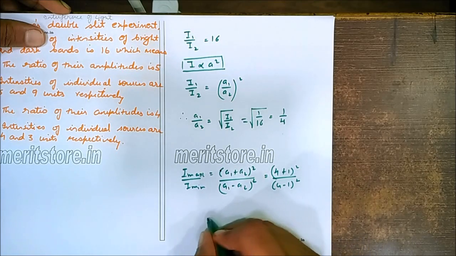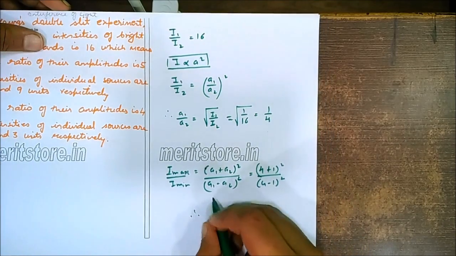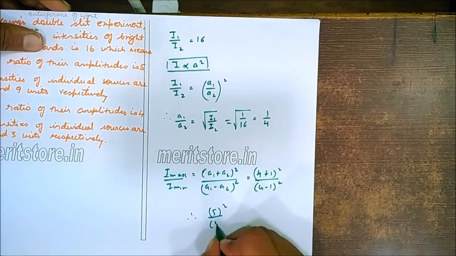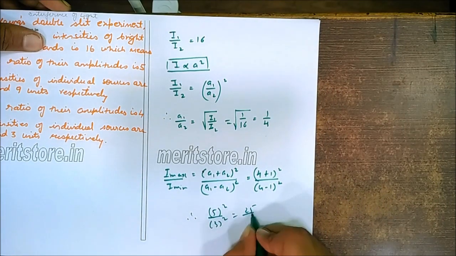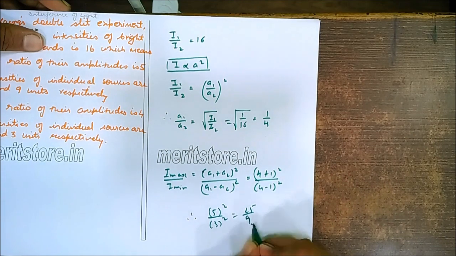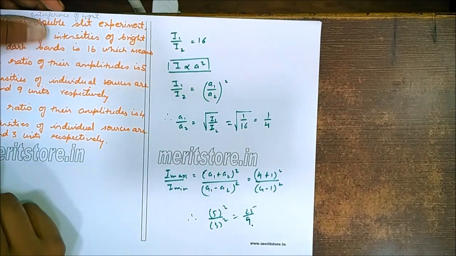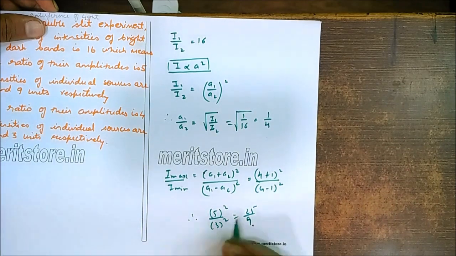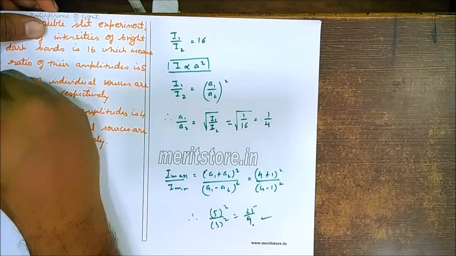So therefore we get 5 the whole square upon 3 the whole square, which is 25 upon 9. So I can say intensities of individual sources are 25 and 9 units respectively. Option B.